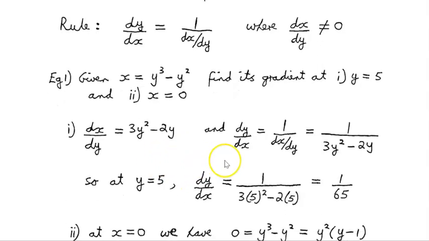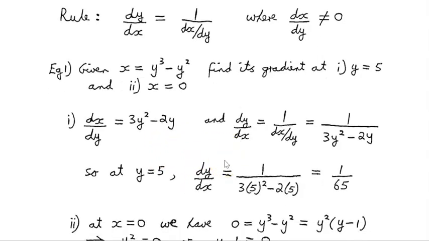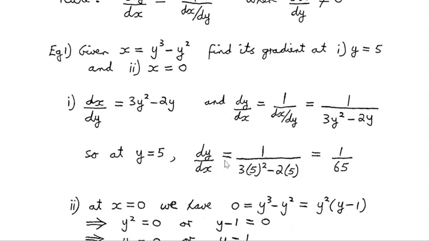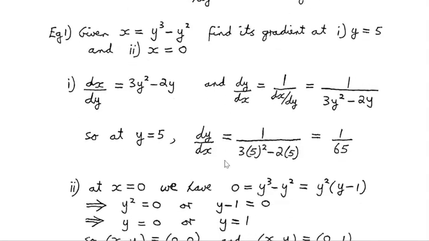Okay, good. But how about if we wanted to know what is the gradient at x equals 0? All right, well, we could do that too. At x equals 0, we have 0 is equal to y cubed minus y squared. Well, let's factorize that. We've got y squared outside of y minus 1. Now, by the null factor law, that tells us that y squared is equal to 0, or y minus 1 is equal to 0. Okay, well, y squared equals 0 means y is 0, and y minus 1 equals 0 means that y equals 1.